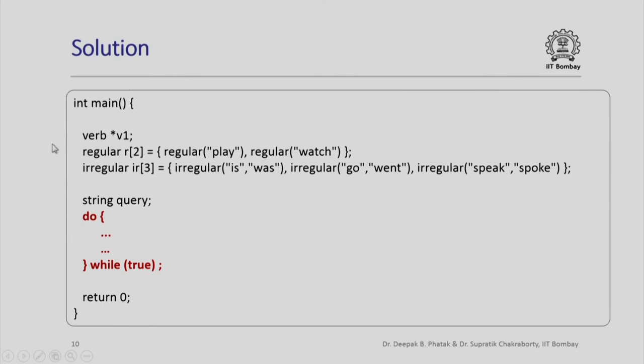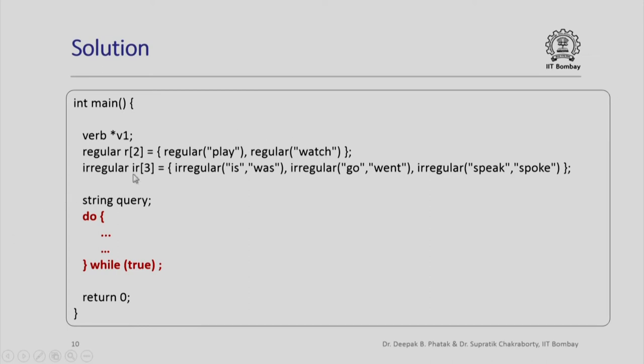So here is how our overall solution might look like. Here is the main function. In this main function, I have an array of regular verbs. This array is of size 2. I have instantiated it with two objects of the class regular. Each object has been created by a call to the constructor of the regular class with an appropriate string for the verb. So, here the two regular verbs which are being used to instantiate the two objects in this array R of size 2 are play and watch.